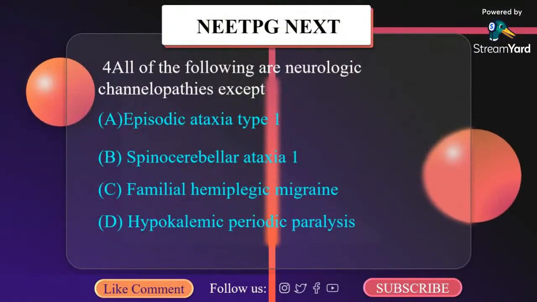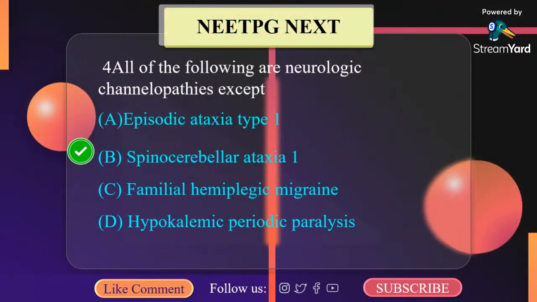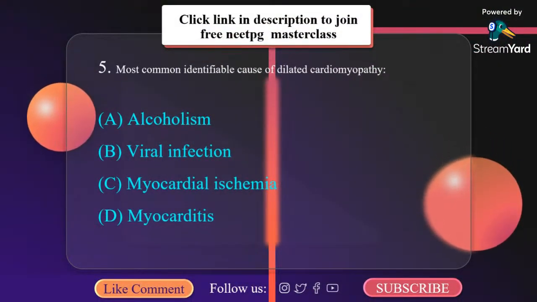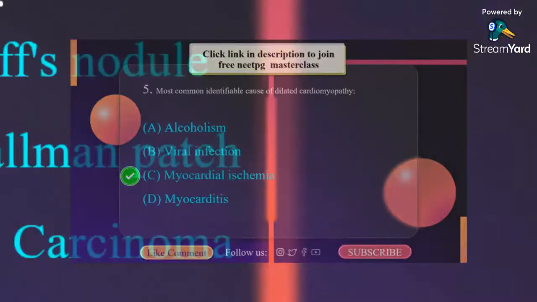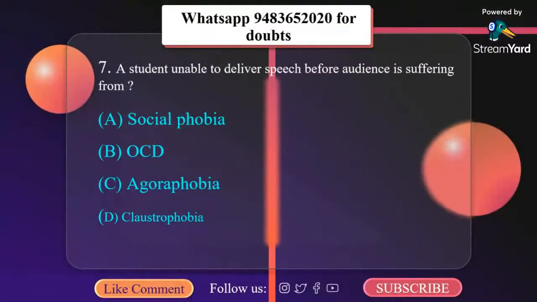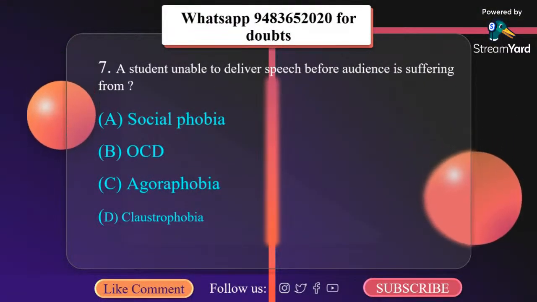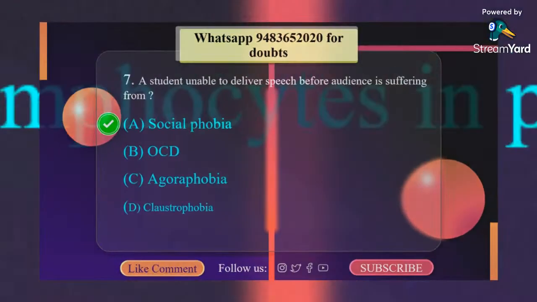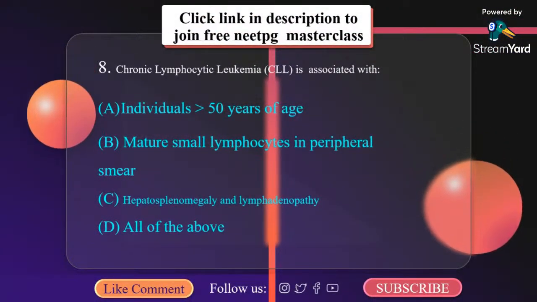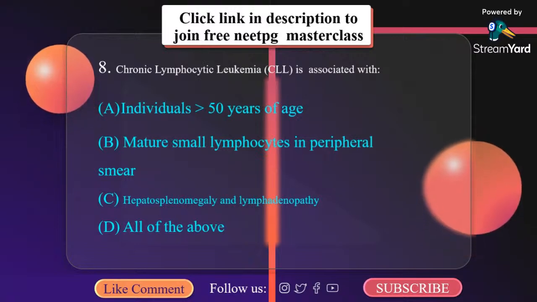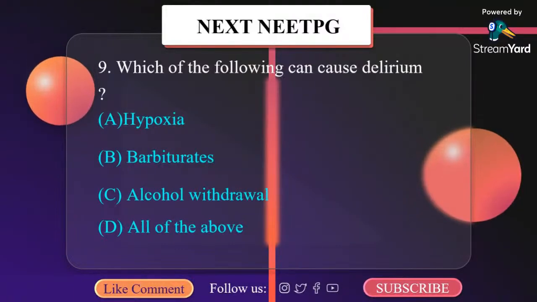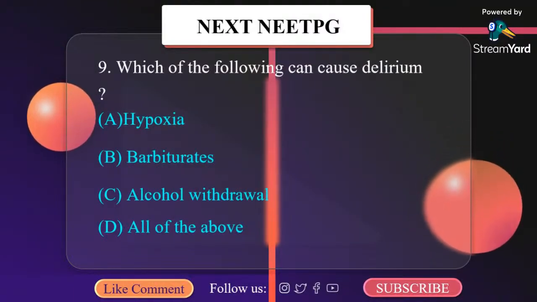All of the following are neurological channelopathy except spinocerebellar ataxia type 1. Most common identifiable cause of dilated cardiomyopathy is myocardial ischemia. Diagnostic feature in rheumatic heart disease is Aschoff's nodule. A student unable to deliver speech before audience is suffering from social phobia. Chronic lymphocytic leukemia is associated with individuals more than 50 years of age, mature small lymphocytes in peripheral smear, hepatosplenomegaly, and lymphadenopathy. D. All of the above. Correct option here is D. All of them. Which of the following can cause delirium? Hypoxia, barbiturate, alcohol withdrawal. All of the above can cause delirium.